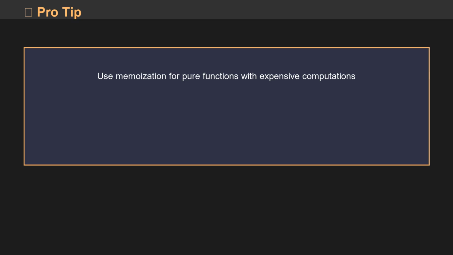Here's a pro tip. Memoization works best with pure functions that have expensive computations. These are functions that always give the same output for the same input and take a significant amount of time to compute. Another important tip is to consider cache size limits, especially for large applications. You might want to implement a cache size limit to prevent memory issues.